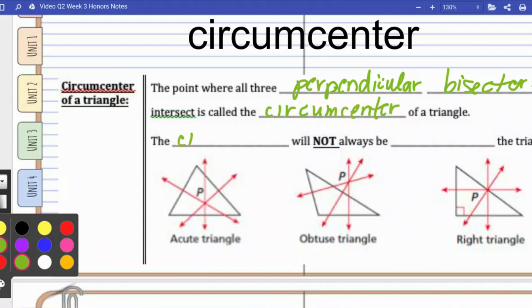Okay, the circumcenter will not always be inside the triangle. Remember, the incenter was inside the triangle, but the circumcenter is not always. So whenever you have an acute triangle, the circumcenter is inside. If it's an obtuse triangle, the circumcenter is going to be outside. If it's a right triangle, the circumcenter is going to be on the hypotenuse. Now, all these red lines are perpendicular bisectors to each side.